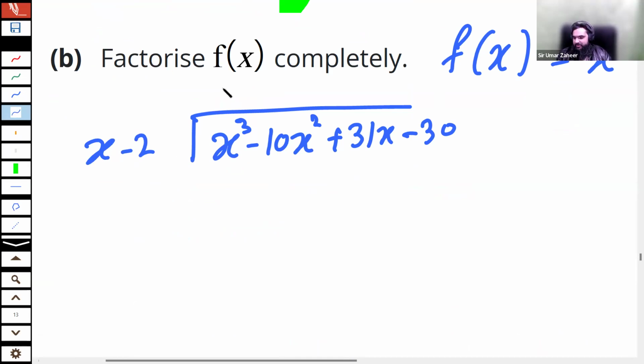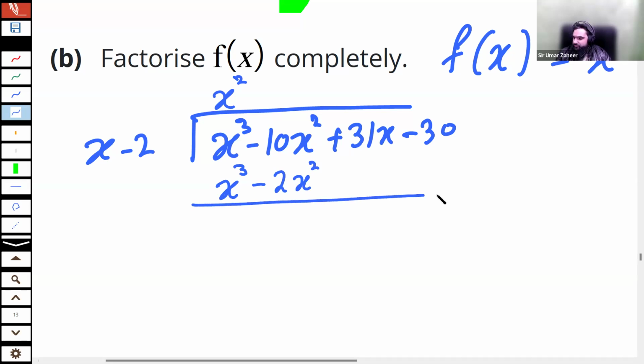For which value do I need to multiply? It will become x cube, x square. x multiplied by x square will become x cube. Minus 2 multiplied by x square will be minus 2x square. Change the sign. This value will be cancelled out. Minus 10x square plus 2x square will be minus 8x square, plus 31x as it is.